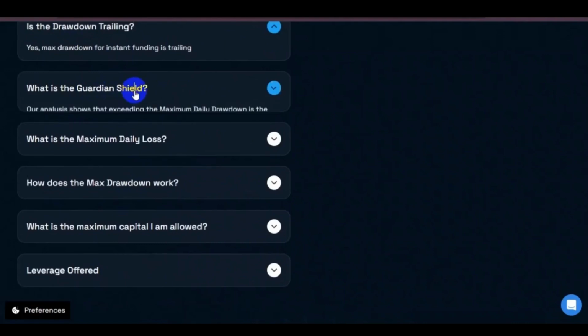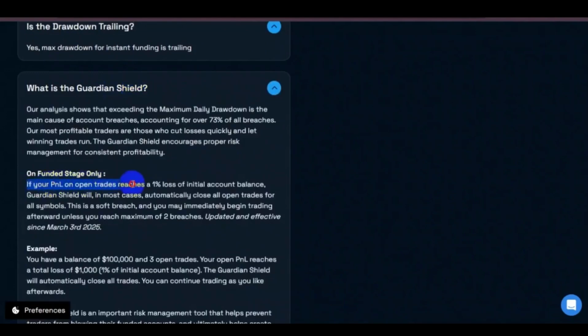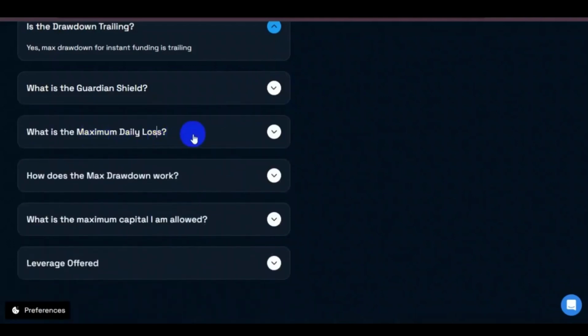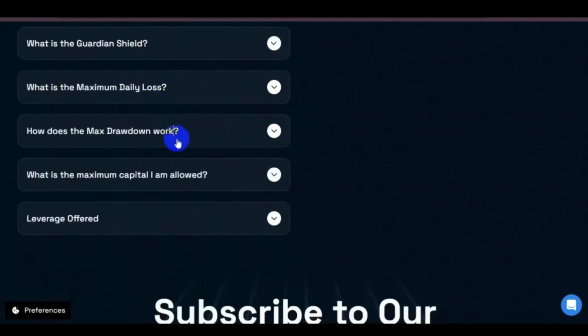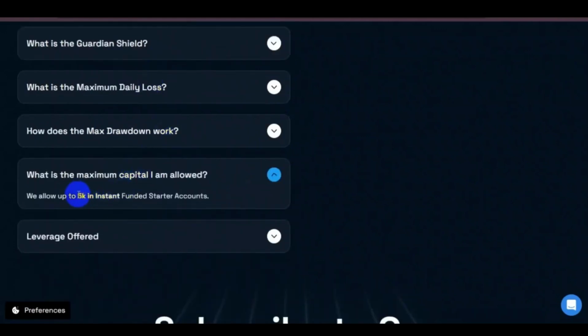What is the Guardian Shield? This is their special feature. If all your positions are in a floating loss of 1%, then all the trades will be closed automatically. If it happens 2 times, your account will be breached. 3% is the daily drawdown, 5% is the maximum drawdown. Both are trailing. The maximum capital allowed in the starter model is 5k, and in the standard model it's up to 400k.